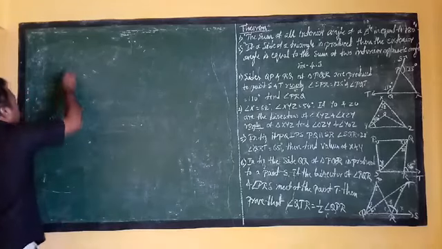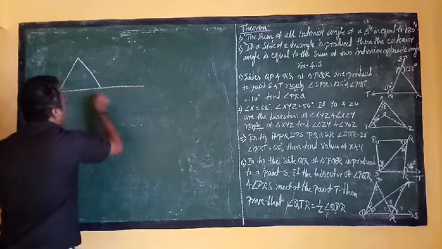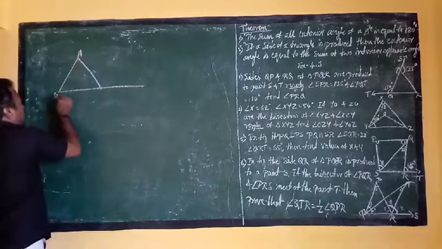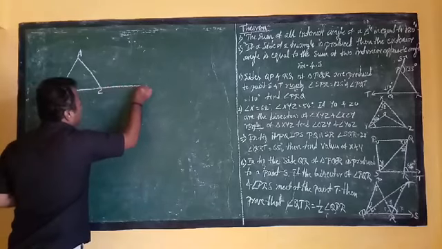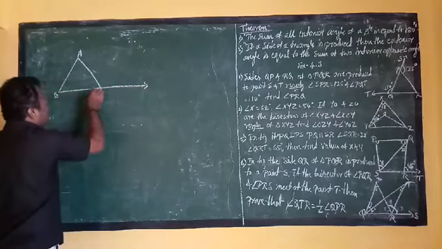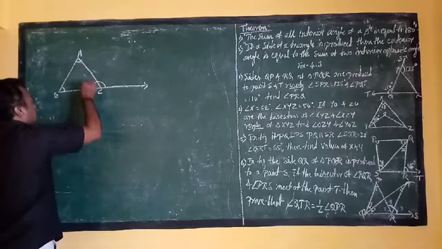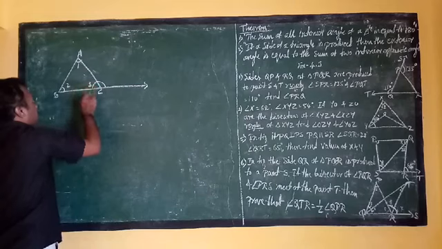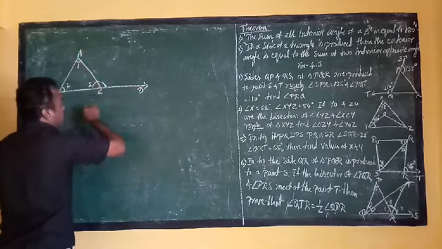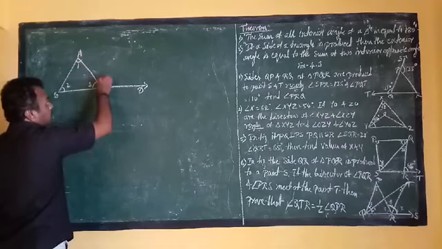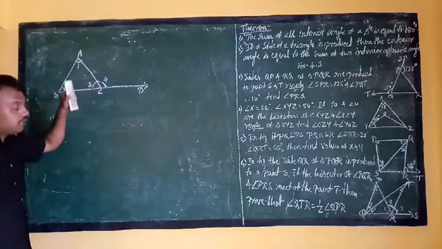See, ABC is one of the triangles. I will extend BC, correct? So if I extend BC, it forms one of the exterior angles. These are the interior angles, correct? Angle 1, angle 2, angle 3. So these are the interior angles. This angle ACD, I will take D. So ACD is what? The exterior angle. That is, I will call it 4. 1, 2, 3 are the interior angles. Angle 4 is the exterior angle.